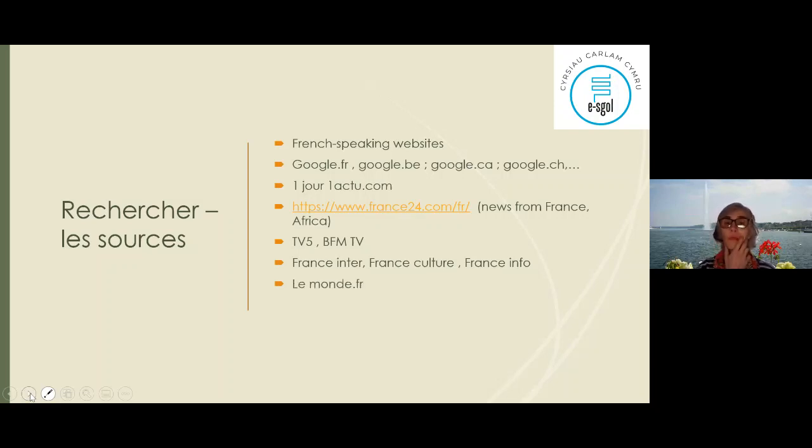Then I put a magazine, a newspaper. Le Monde.fr would be your equivalent of the Times, okay? So perhaps the French is a bit difficult, but you've got time to read. You can use a dictionary for new words. It could be interesting.